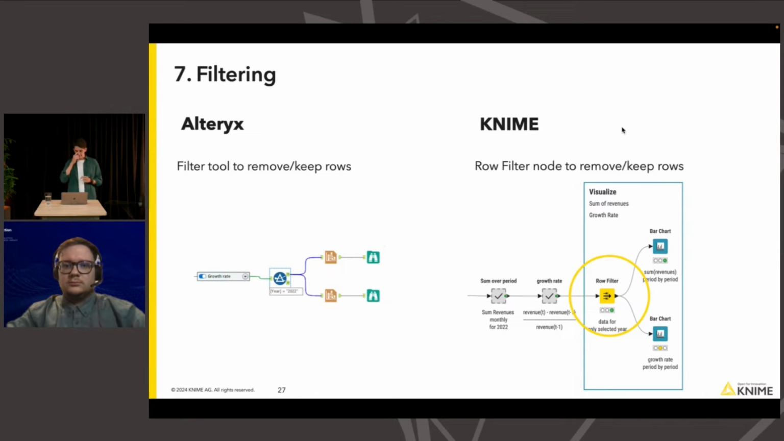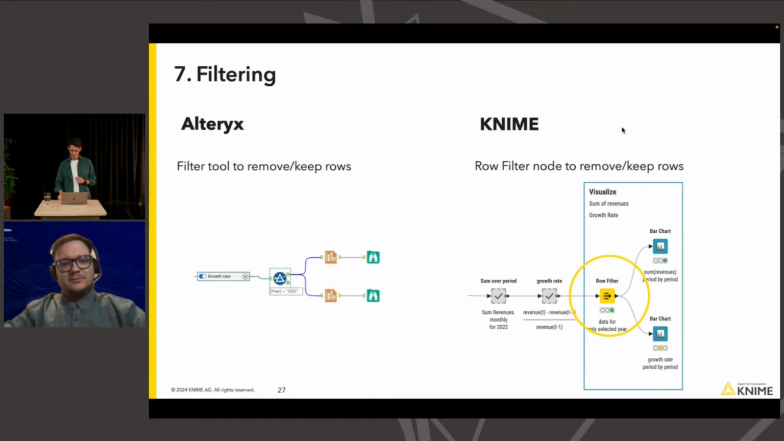So at the end of this workflow, after calculating the growth rates for the different periods, something that you may want to do now is filter out certain periods. So let's speak about row filtering in general. Alteryx to KNIME, what are the key differences and similarities? It's also a low-hanging fruit. Again, you can include or exclude rows based on your criteria in both Alteryx and KNIME, with the filter and the row filter as well.